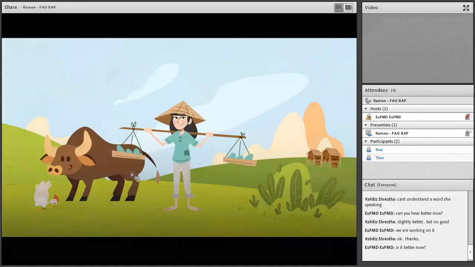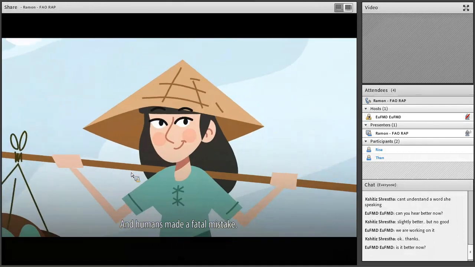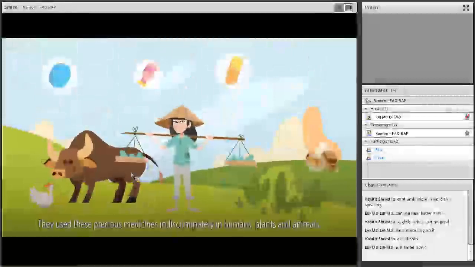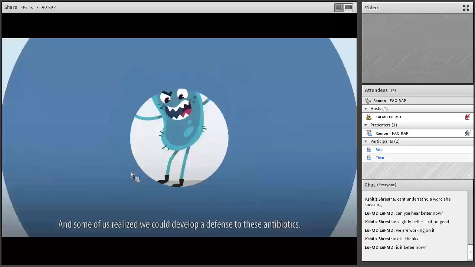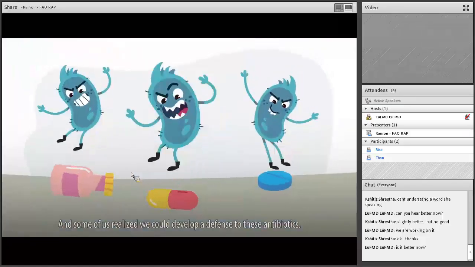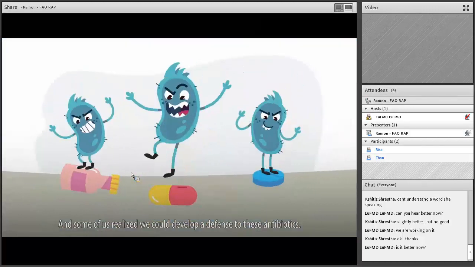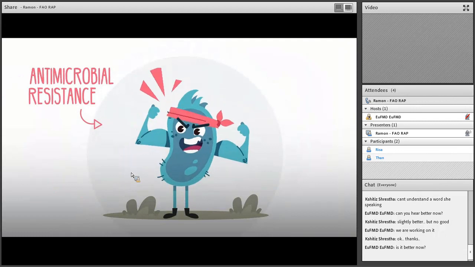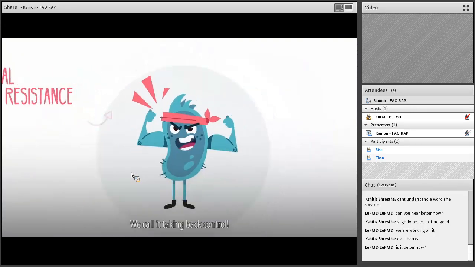But we waited, and humans made a fatal mistake. They used these precious medicines indiscriminately in humans, plants, and animals. And some of us realized we could develop a defense to these antibiotics. Humans call this phenomenon antimicrobial resistance. We call it taking back control.